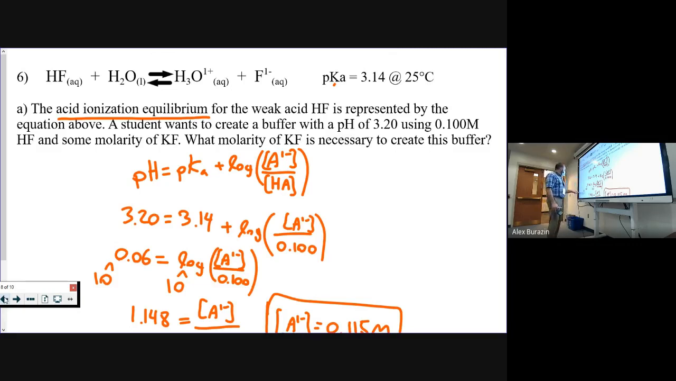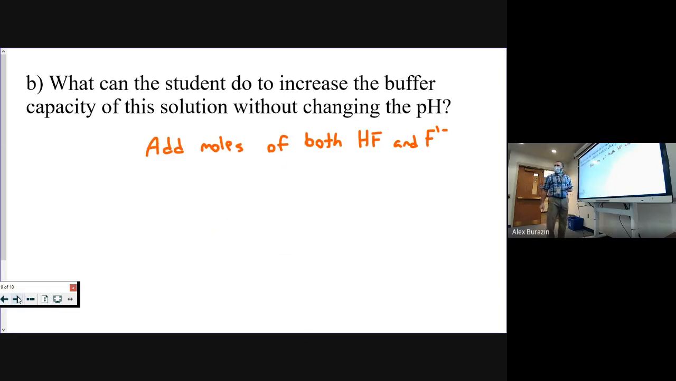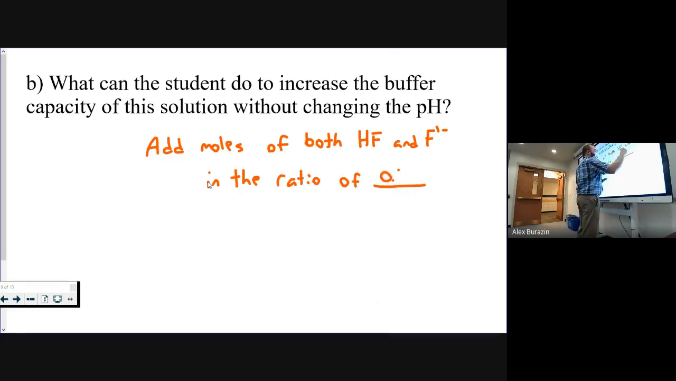So how do I increase the capacity? I add moles of both in the ratio of that, which is directly from my Henderson-Hasselbalch equation, right? I have to maintain that ratio. If I want a better buffer, if I want to increase its capacity, I can totally do that. I just need to maintain that ratio to keep my pH from changing.